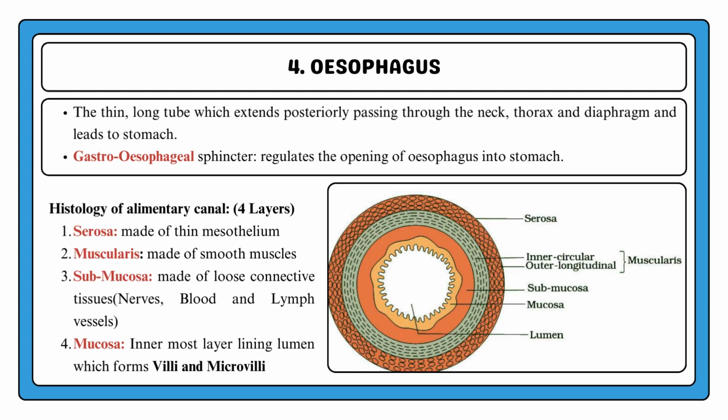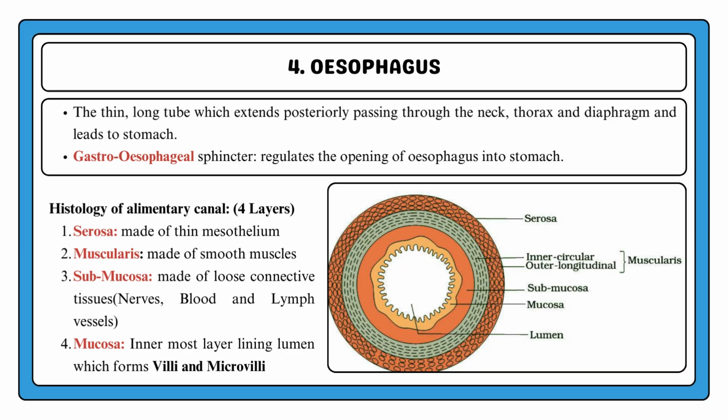The fourth part of the alimentary canal is the esophagus. It is a thin, long tube which extends posteriorly passing through the neck, thorax and diaphragm and leads to the stomach. The gastroesophageal sphincter present between the esophagus and stomach regulates the opening of the esophagus into the stomach. The picture shows the histology of the alimentary canal.